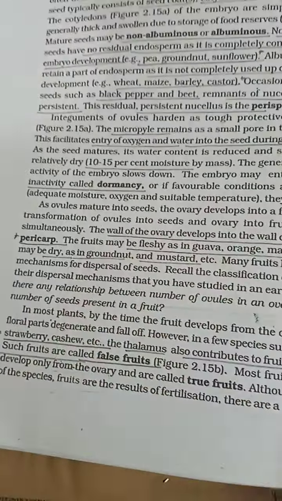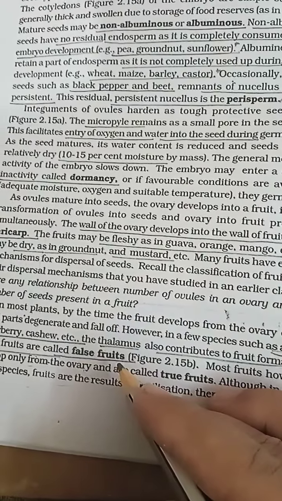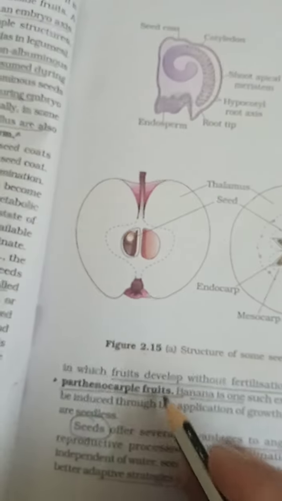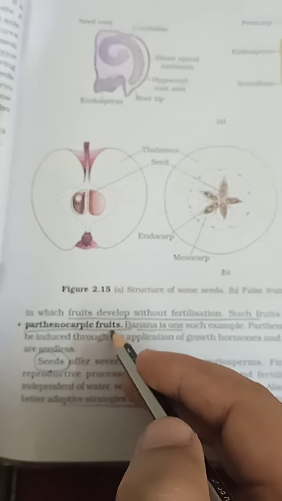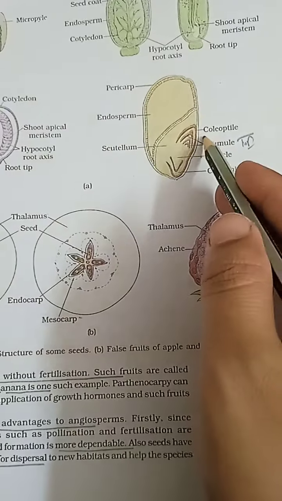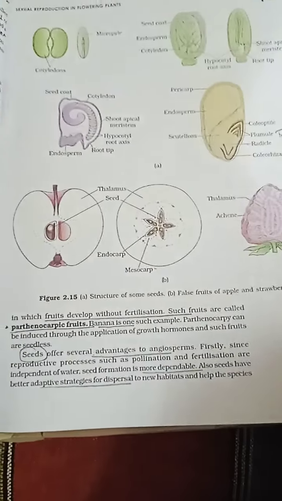Very important. False fruit: strawberry and apple, where the fruit develops from the thalamus rather than the ovary, is called false fruit. True fruits develop from the ovary, that is called true fruit. Parthenocarpy: fruit developing without fertilization is called parthenocarpic fruit. Banana, very important. Okay, so you have to see that structure: seed, coleoptile, coleorhiza, monocot.